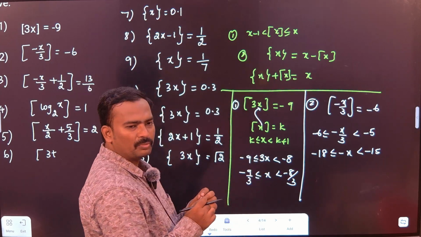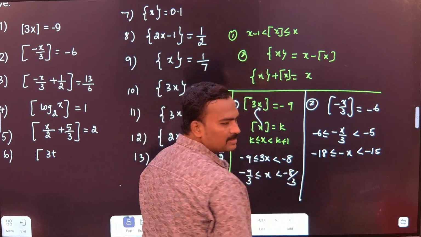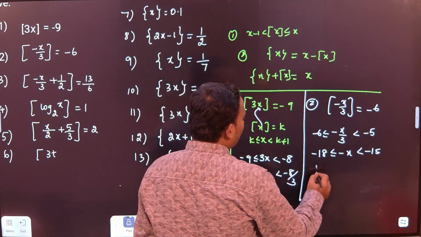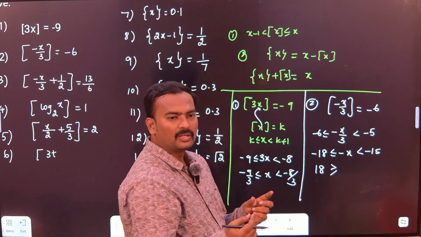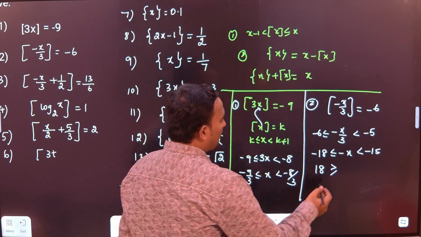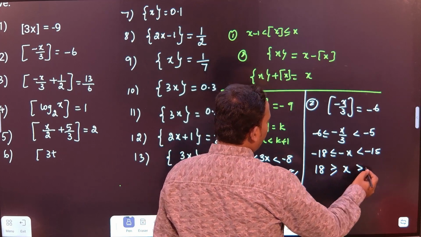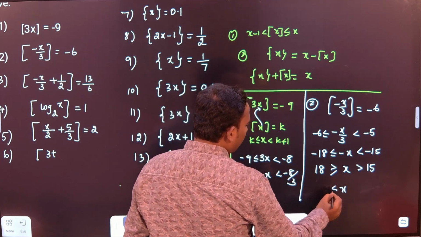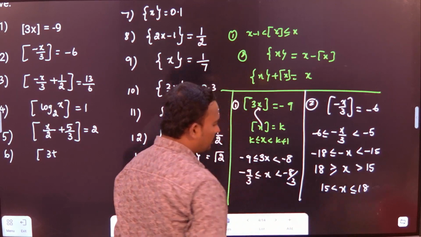We need to find x values. The minus sign is disturbing. How to remove it? You have to multiply by negative 1. When you multiply by negative 1, the inequality changes. So 18 is greater than x, greater than or equal to, so 15. Therefore x is from 15 to 18, possible, right?